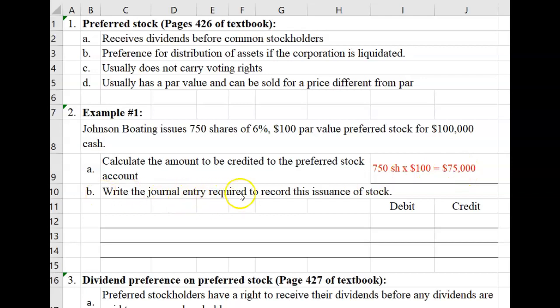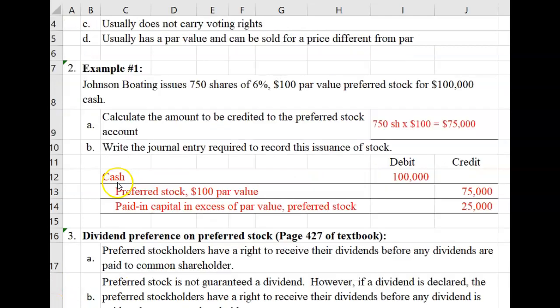Write the journal entry required to record the issuance of this stock. Debit cash for the $100,000 cash received. Credit preferred stock for $100 par value for $75,000. And credit paid in capital in excess of par value preferred stock for $25,000.